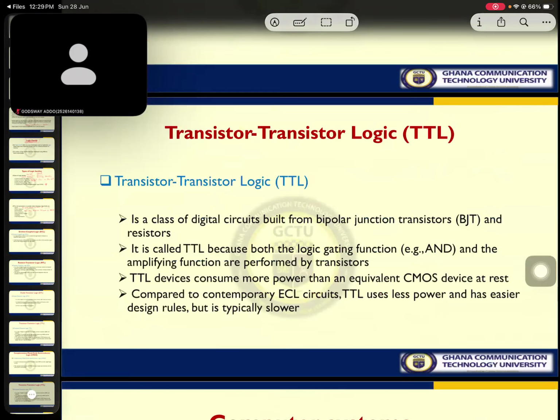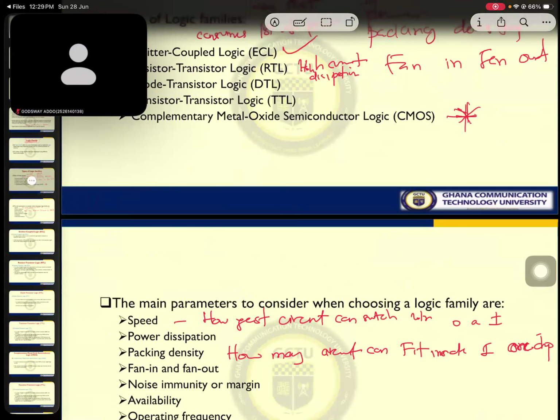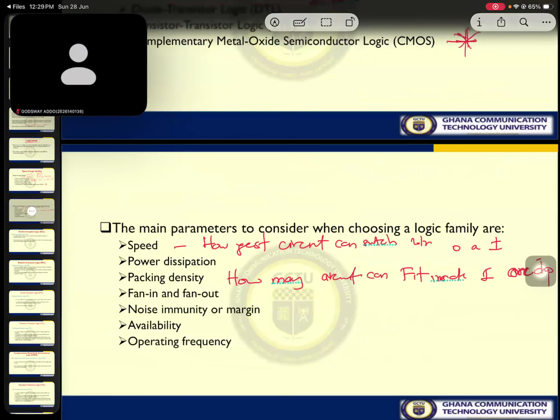Now, from what we said, let's go back to the slide. We said the speed is how fast the circuit can switch between 0 and 1. So it is switching between states: how fast a digital circuit can change from one logic state to another. How fast can it change from 0 to 1? From 1 to 0? From low to high? From high to low?